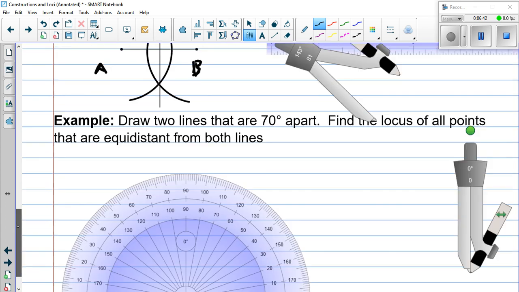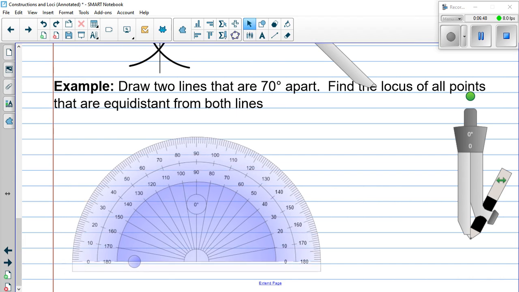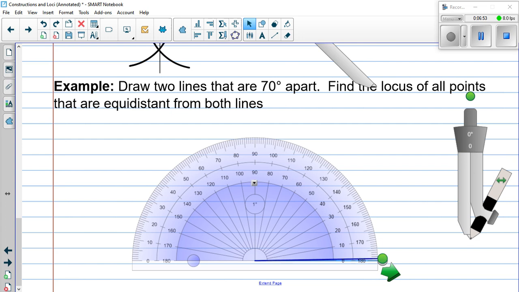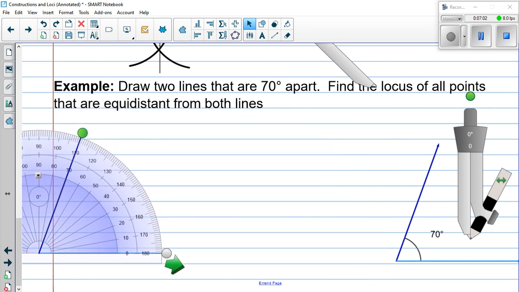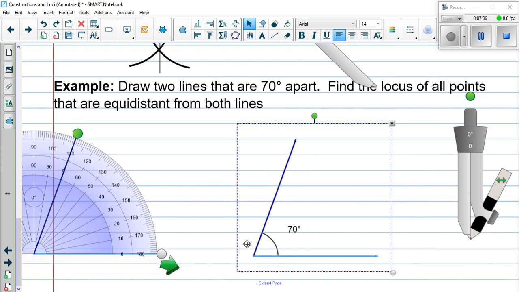Example 3. So we want to draw 2 lines that are 70 degrees apart. So that just means a 70-degree angle. So you draw this. Because it says draw, keep in mind that we use our protractor. So this is why I'm using it simply like this. And we've got our 70-degree angle. Okay. So we want to find the locus of all points that are equidistant from both lines. Well, if they're equidistant, that's the line going through the middle, right? So that's our angle bisector.